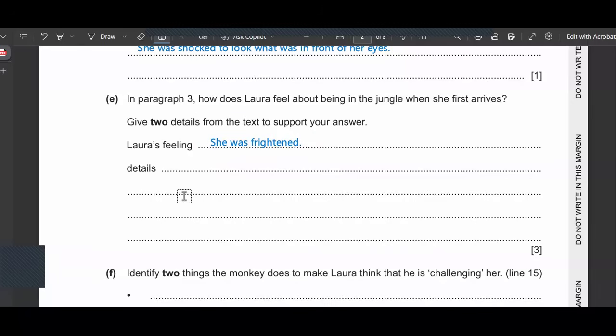Now the thing is, if rather than using the proper sentence structure for quoting the feeling, you have just named the feeling, for example, if I have just written "frightened," would that be acceptable? Yes, that would be acceptable. And for the details, you can copy the same exact things from the text.